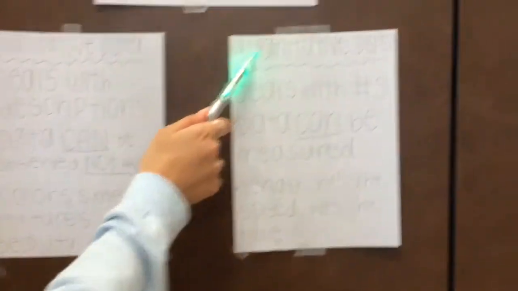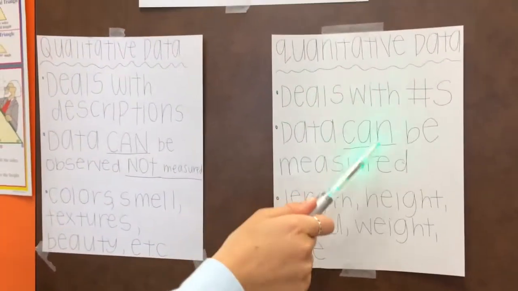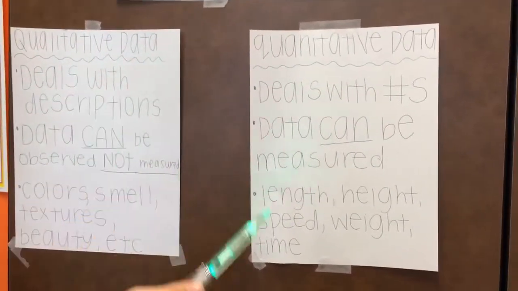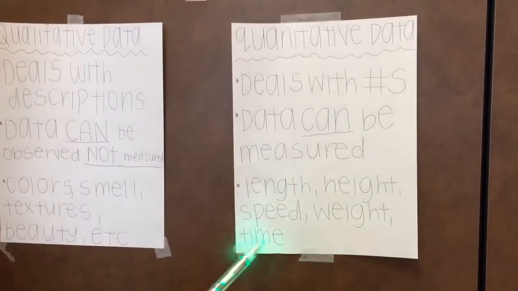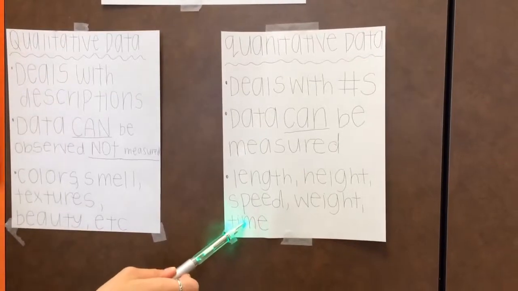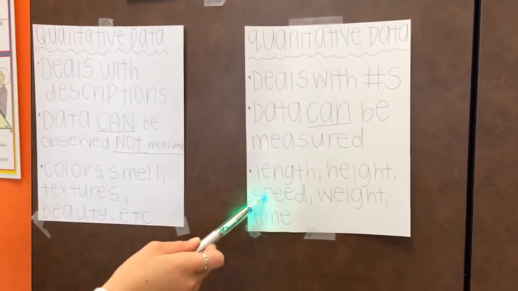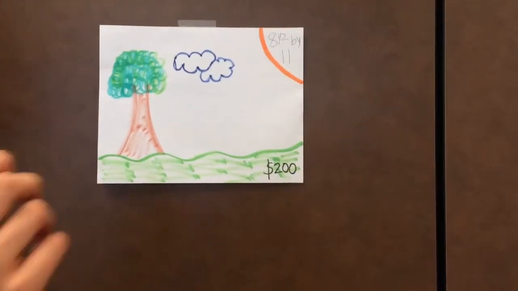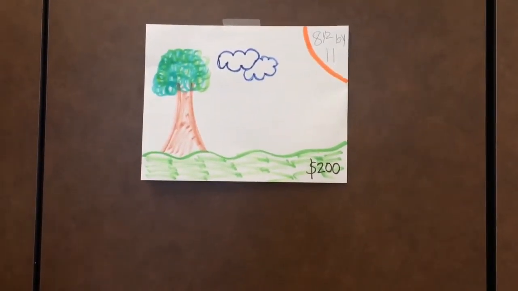And now quantitative data, on the other hand, deals with numbers, just like qualitative data deals with descriptions. The data can be measured, unlike qualitative data, and it is length, height, speed, weight, and time. And now I'm going to show you an example on how to find the difference between qualitative data versus quantitative data. Now here is an example of a way to find the difference between quantitative data versus qualitative data.